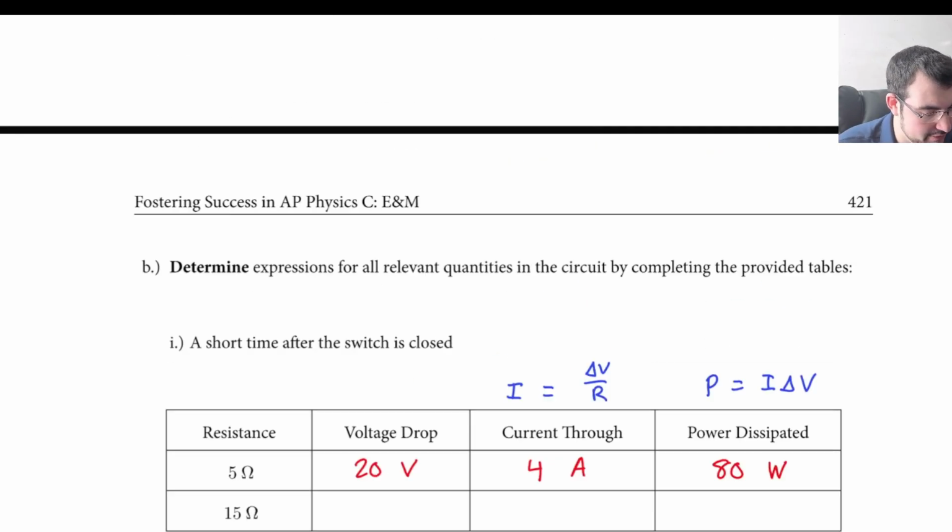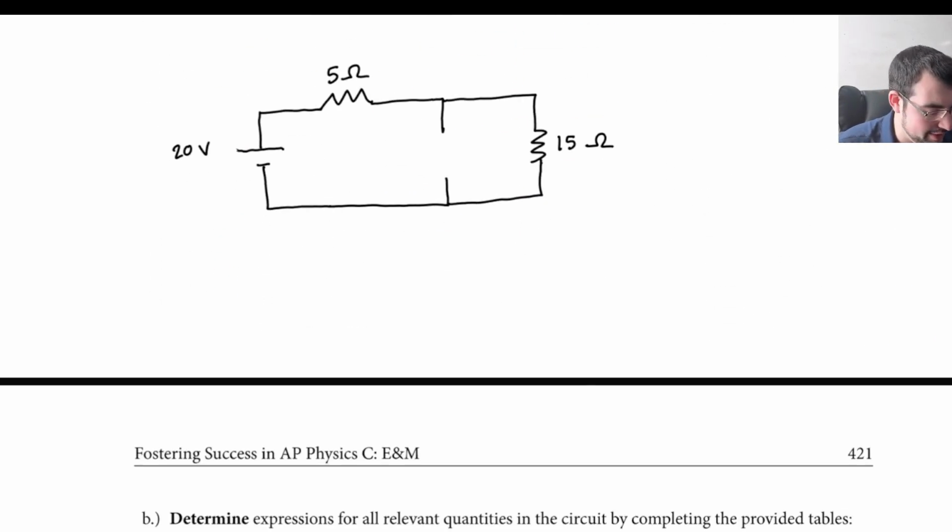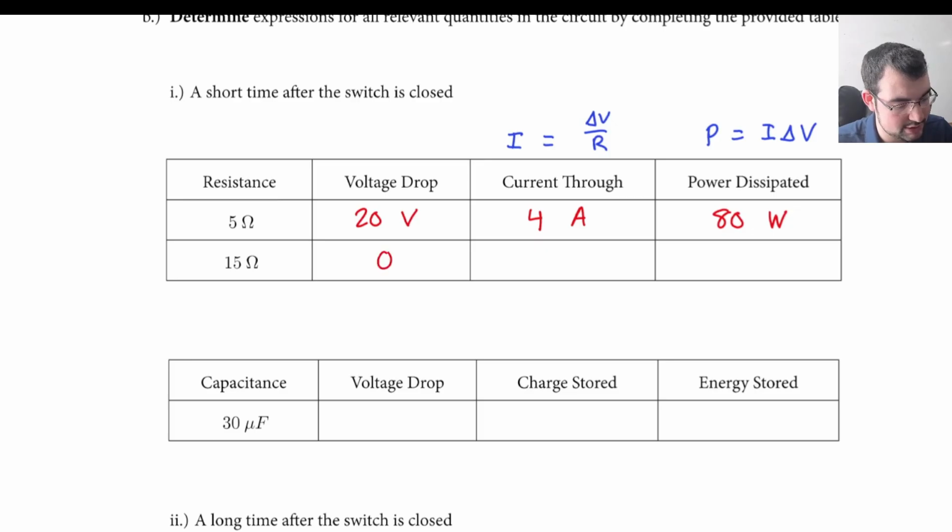Now, this is the tricky one. What's going on with 15 ohms? Absolutely nothing. It is shorted. So since it is shorted, that means that we are just going to ignore that. So zeros all across the board.